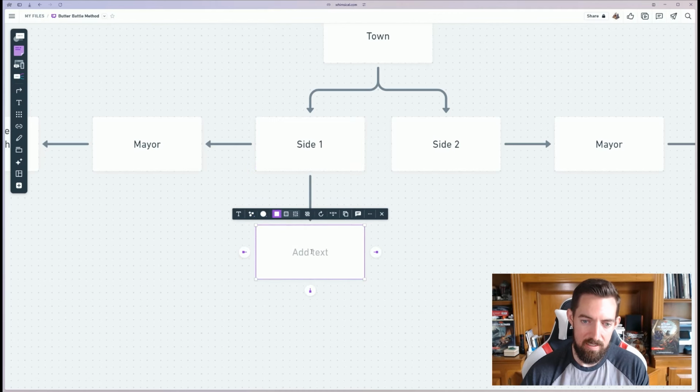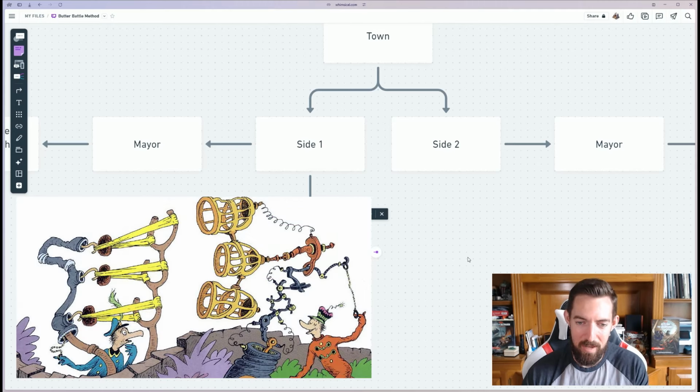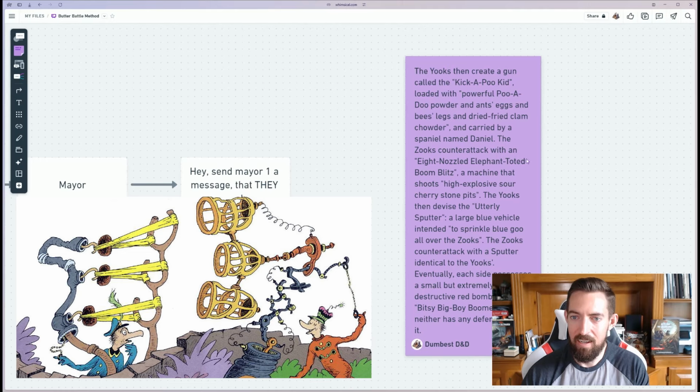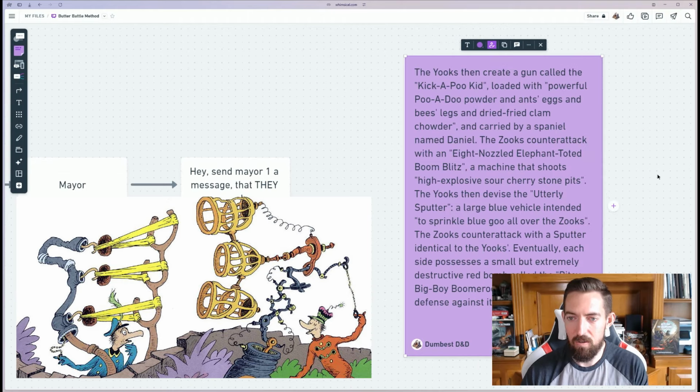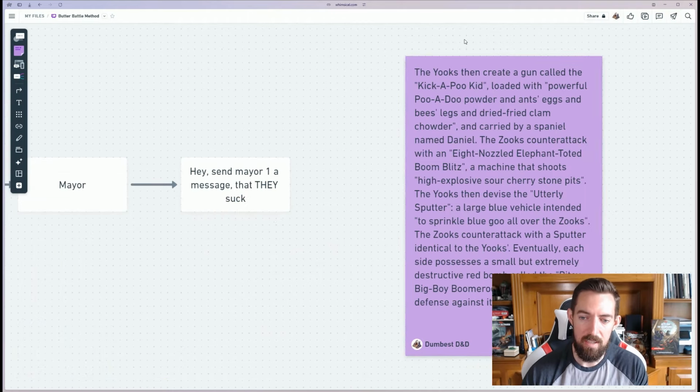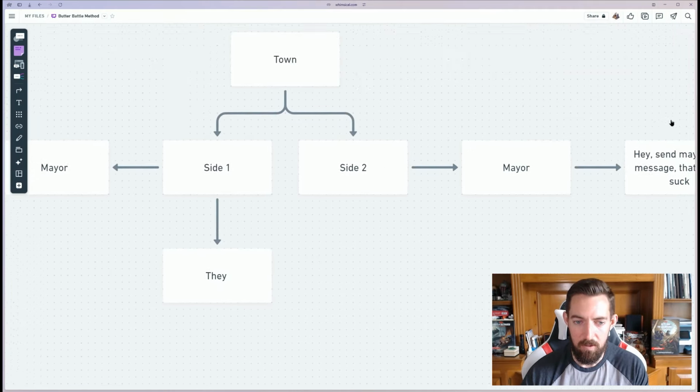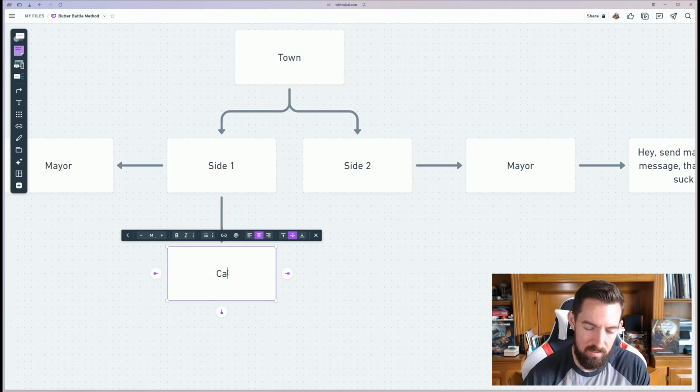Side one, let's say, if you don't know the full story of The Butter Battle, eventually it leads to them building bigger and bigger weapons. That's what this purple text is. They create a gun called the Kickapoo Kid, and these names are ridiculous. Classic Dr. Seuss. But it just goes to show that this is the sort of thing you could expand upon. You could say, all right, they're going to create catapults that launch, let's go Monty Python and the Holy Grail style, cows at side two.